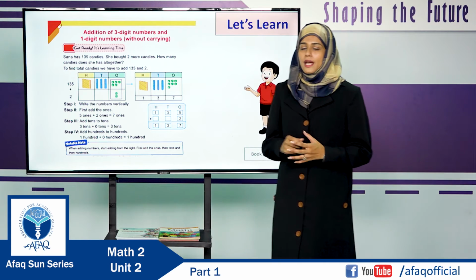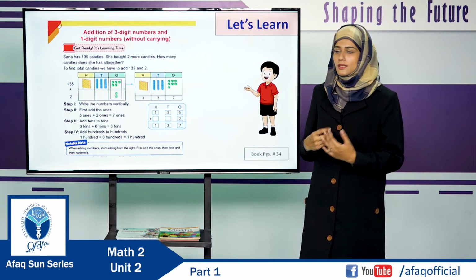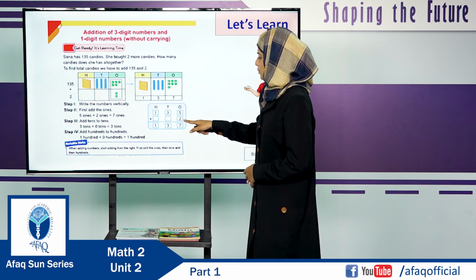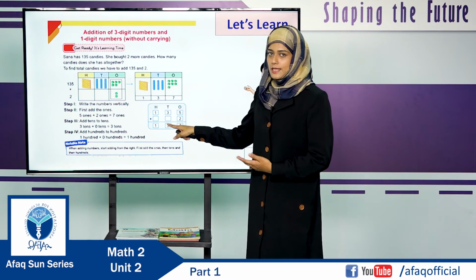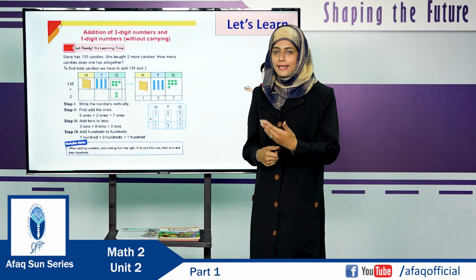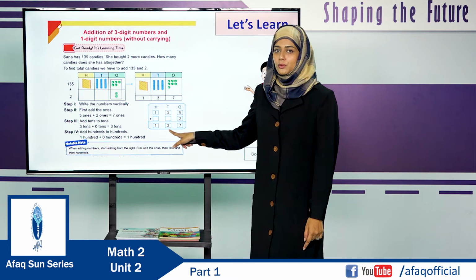First of all, we have to start from the right side. Add ones in a ones. 5 plus 2 is equal to 7. Now move towards the tens place. Now add tens in a tens. 3 plus 0 is equal to 3.